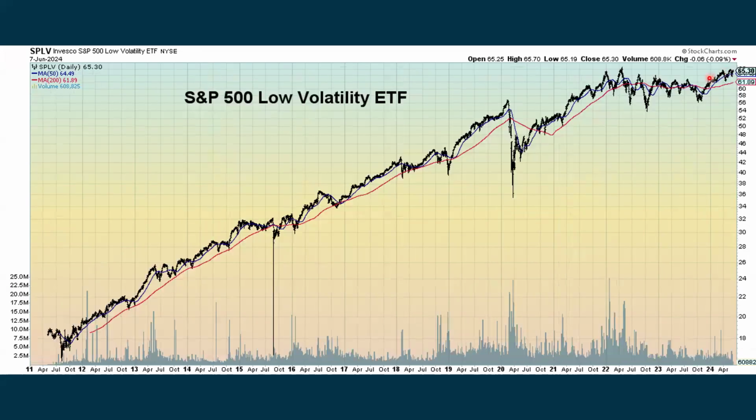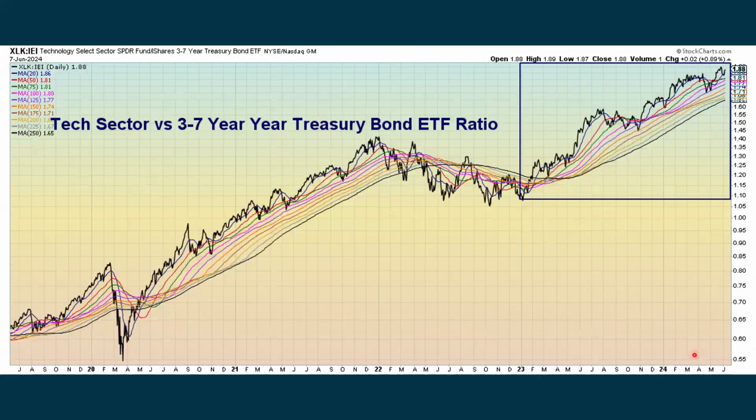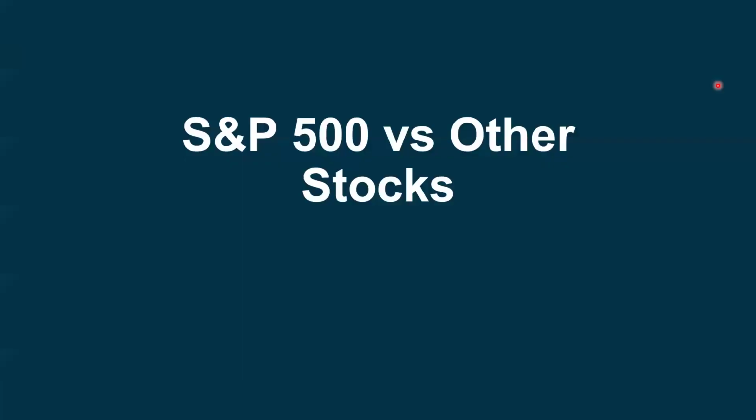Low volatility stocks, they're in an uptrend when we look at them all by themselves, but when we compare it to the S&P, they are really underperforming. The tech sector to the 3 to 7 year bonds, we did see a little bit of a pullback, but now they're starting to break out upside of the rainbow, meaning that the tech sector is outperforming.